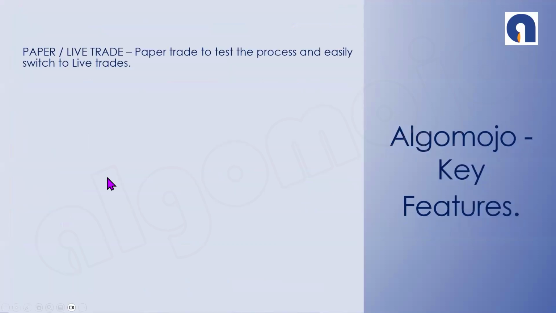So for all users, a paper trade facility is provided. This is a facility to help you understand how the platform works, just to check if the signals are getting processed and the orders are getting placed as per your requirement. To test that, paper trade is provided free of cost to all users. However, it is limited to three strategies that you can run on paper trade.